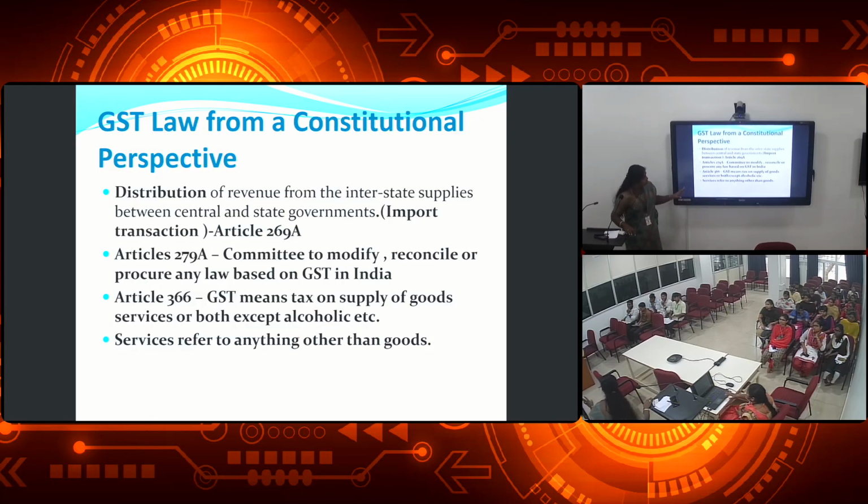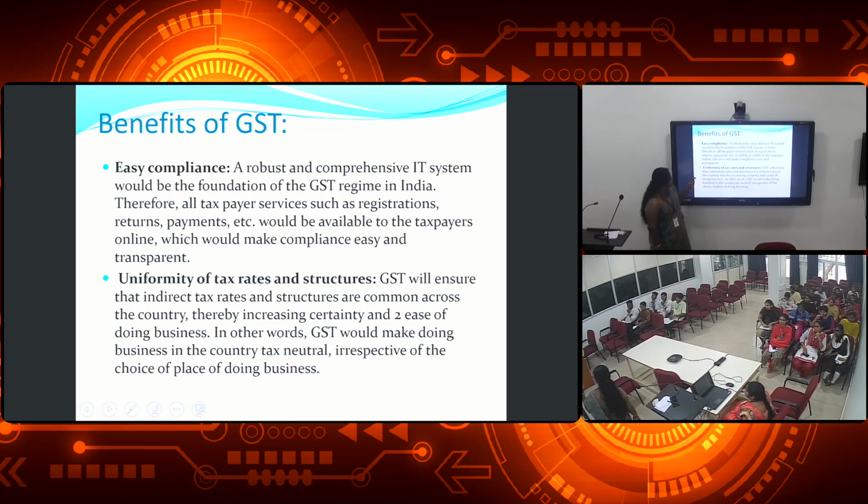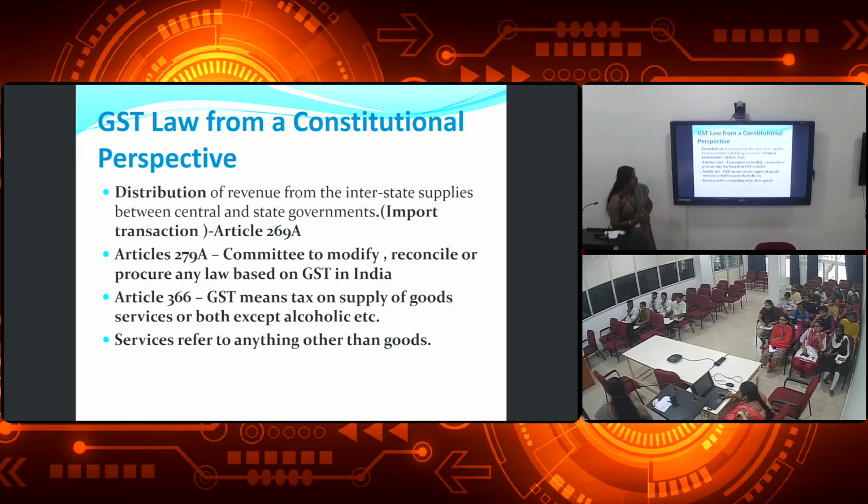Next it is called Article 269A. Article 269A deals with the distribution of revenue, that is, whatever income has been collected through indirect tax will be distributed between the central and state governments. So import transactions will come under Article 269A.